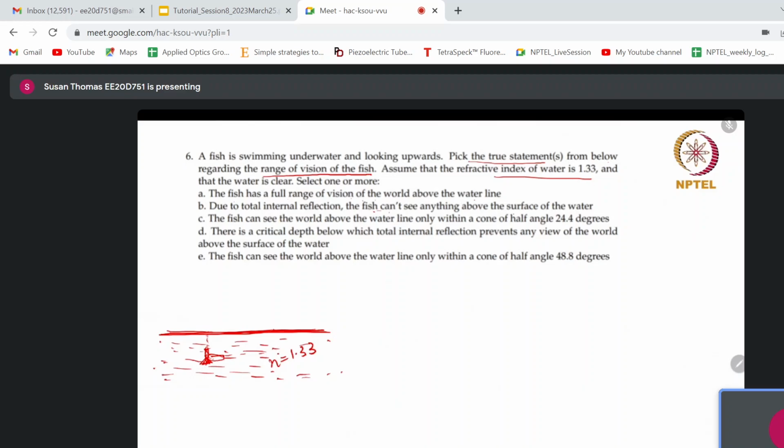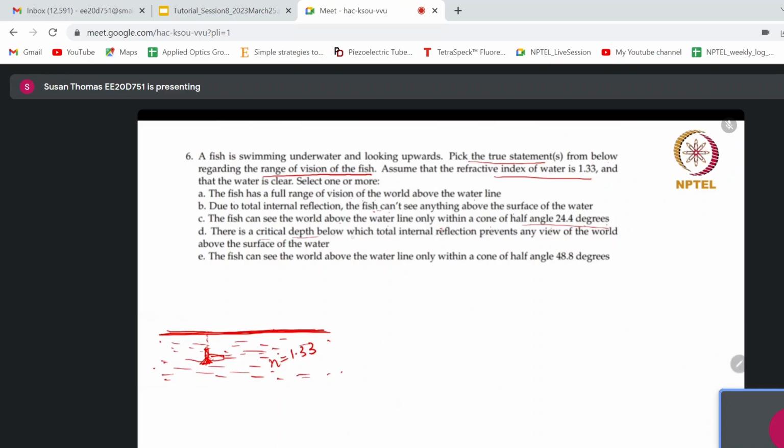Okay. Then the third statement, fish can see the world above the water line only within a cone of half angle of 24.4 degrees. Okay. So fish can see only a half angle of some particular angle.